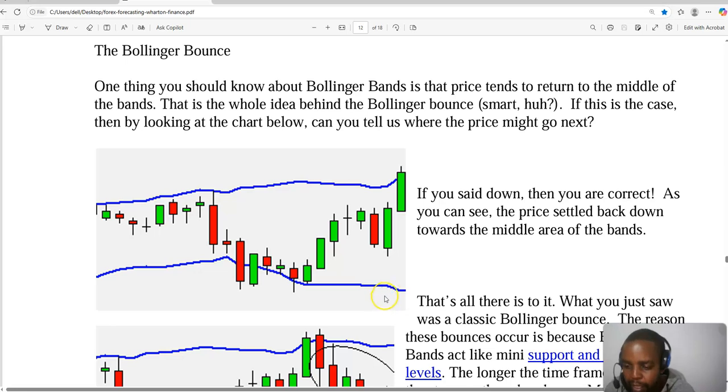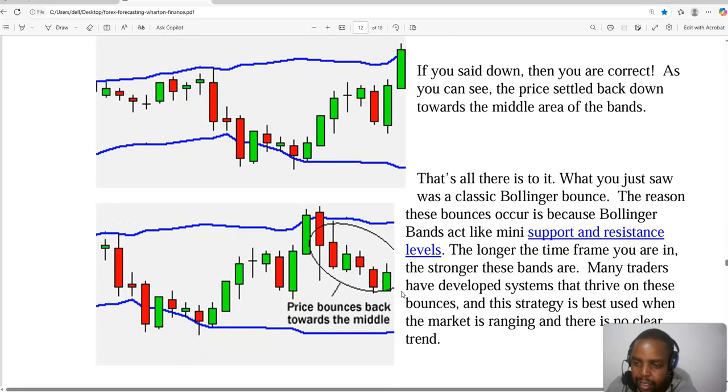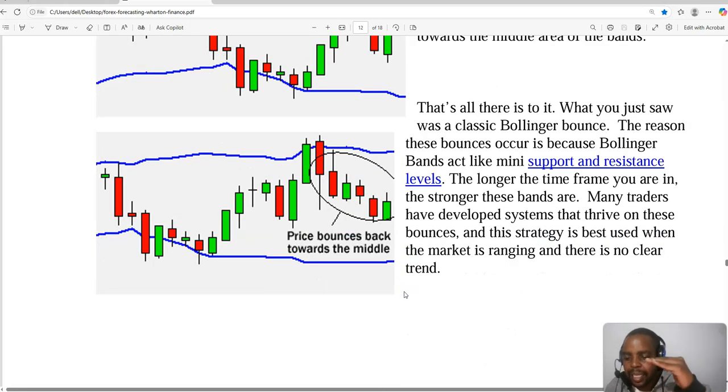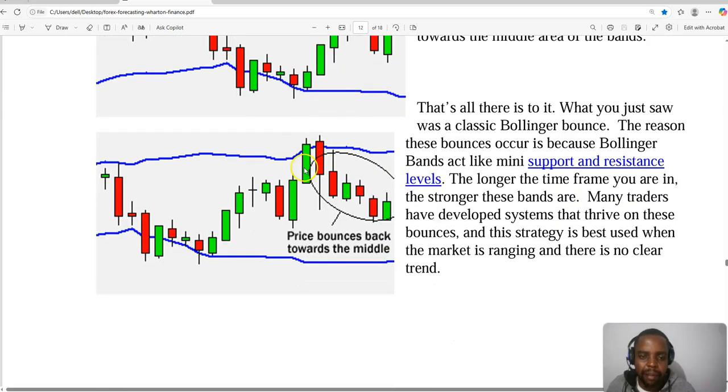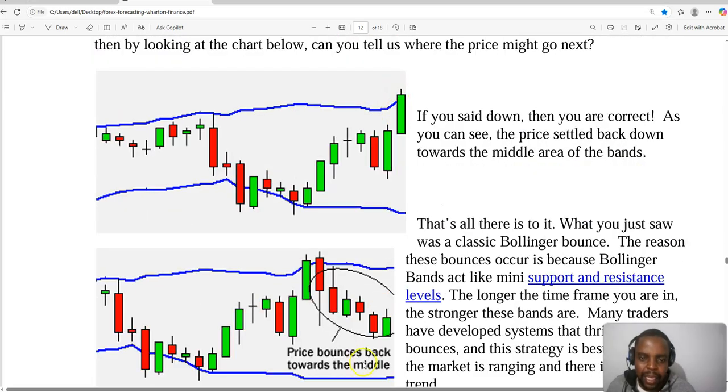Traders make use of these strategies. They see that the market is resisting and the market is supported at some point, whether it's in a downtrend or an uptrend. What you just saw was a classic Bollinger bounce. As you can see here, the price just continues to this level. After it hit up there, then it comes down.